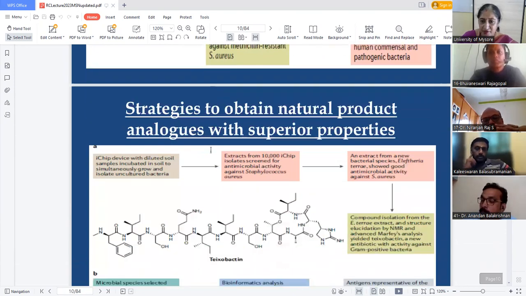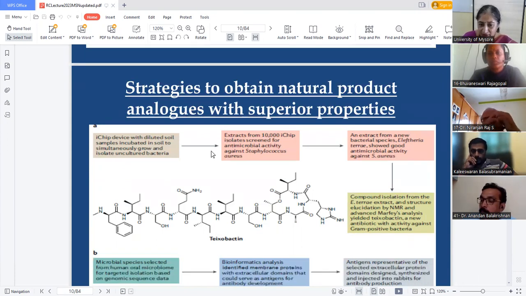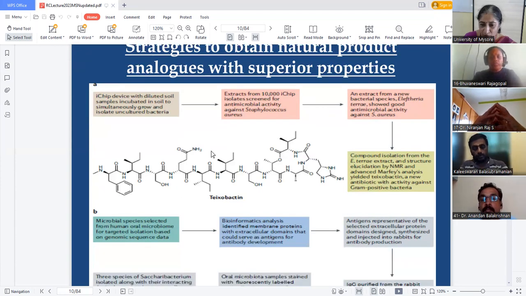So we have several strategies like the iChip method, which is a device to obtain soils from the sample and then cultivate the bacteria and identify the metabolite. This resulted in the identification of a novel bacterium, Eleftheria terrae, which has shown good antimicrobial activity against Staphylococcus aureus. And the compound obtained has certain folds of activity exhibited by this organism.